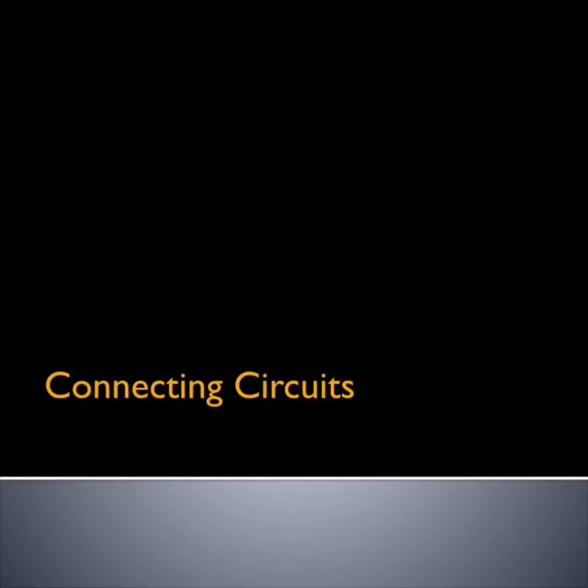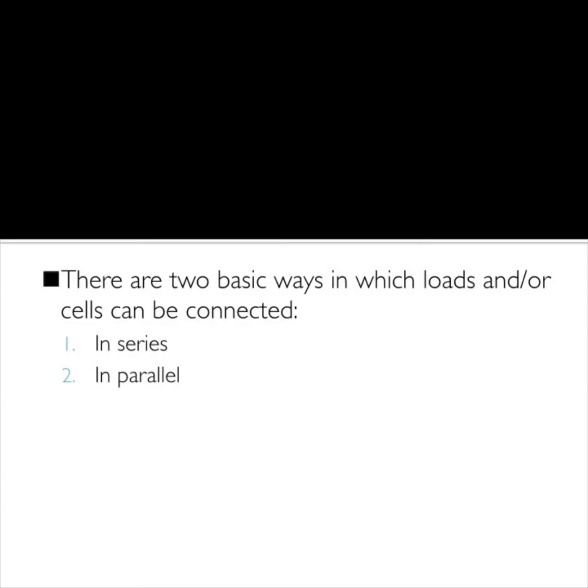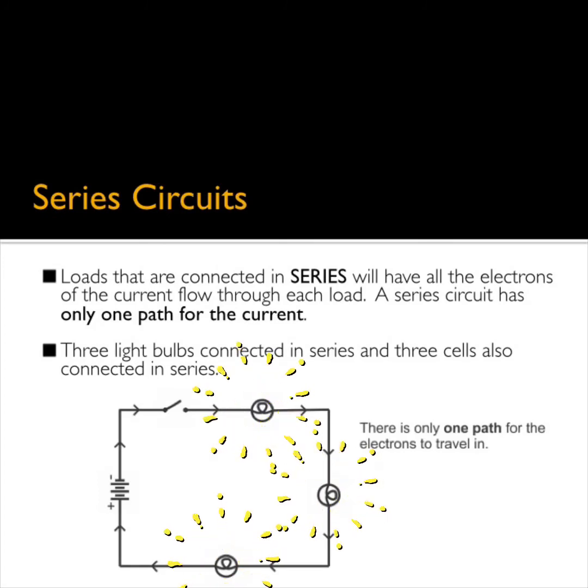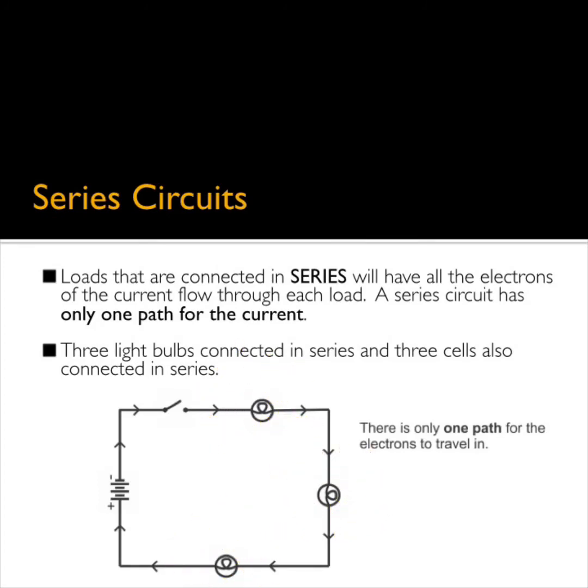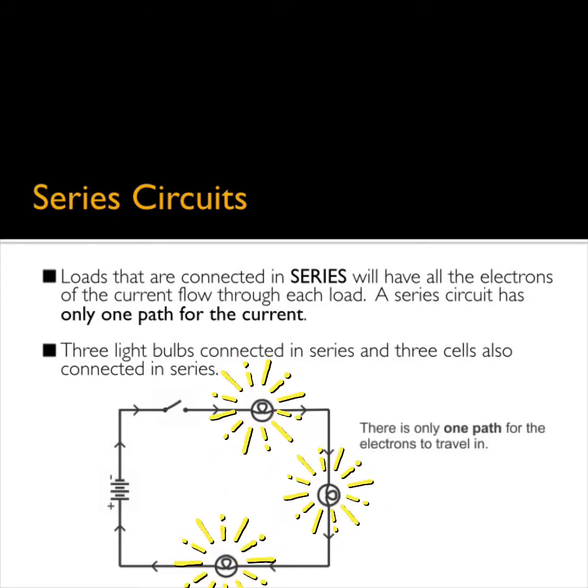Now let's talk about connecting circuits. There are two basic ways in which loads and/or cells can be connected. That is, loads can be connected in series and in parallel, and/or cells can be connected in series and in parallel. Loads that are connected in series will have all the electrons in the current flow through each load. A series circuit only has one path for the current.